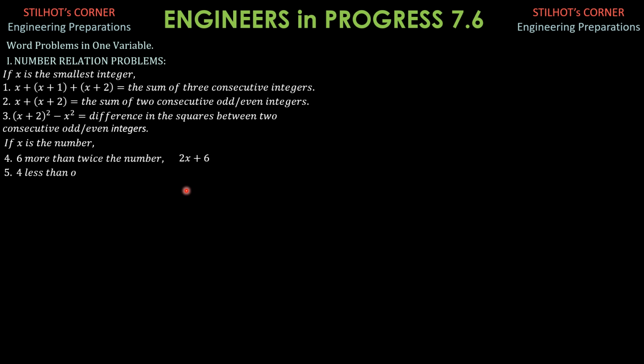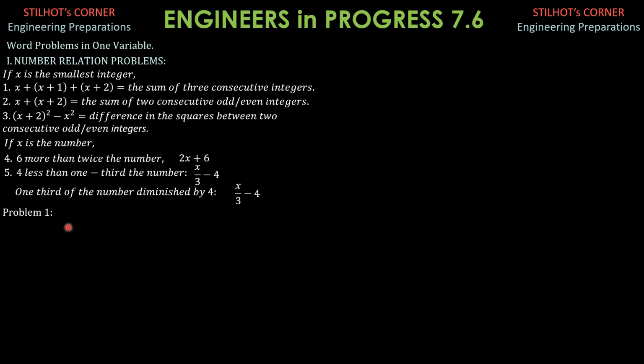Next, 4 less than 1/3 the number. Just like this, do not interpret this as 4 minus x over 3. This is interpreted as x over 3 minus 4. That's the proper way of interpreting that. Or the other way is, you can also encounter this statement: 1/3 the number diminished by 4. So that's the same interpretation or translation. 1/3 of the number diminished by 4. So we have the same translation. So let's have the following problems now.